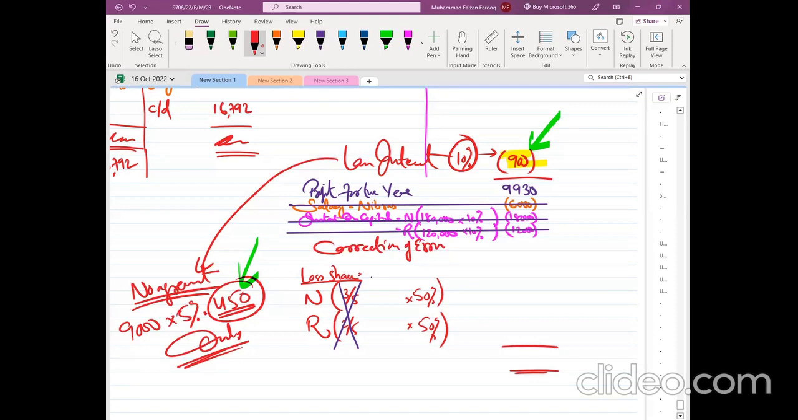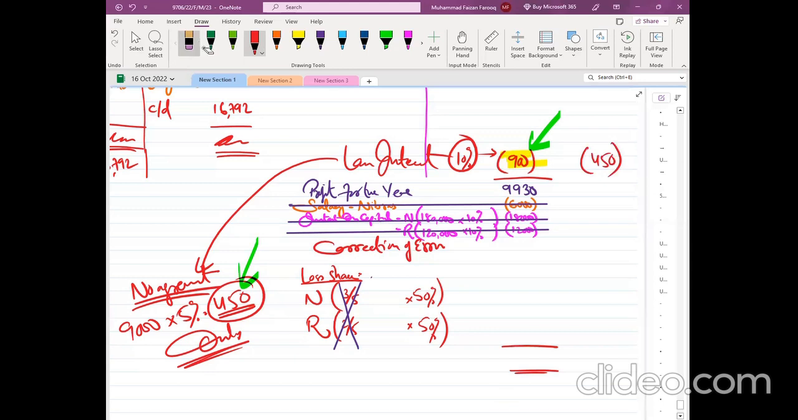Deduct, minus. We deducted 900. But we were supposed to deduct only 450. By mistake, because of the agreement, we deducted 900. But we were supposed to deduct only 450. That means our profit was supposed to be reduced by the figure of 450, right or wrong? But it was deducted by 900.